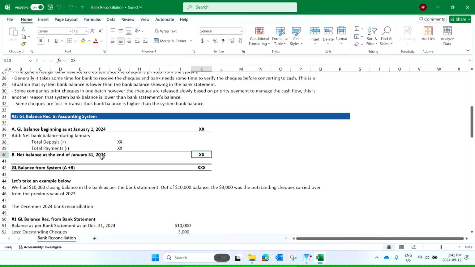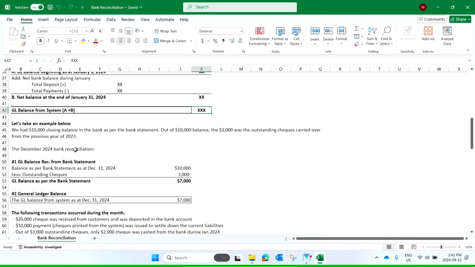So when you add A and B both, that's your GL balance from the system, meaning from your ERP system. Let's say at first you had $10,000, then you collected $20,000 and paid $10,000 in January. Then you have $10,000 of additional cash added in the books from the January transactions. Your $10,000 beginning plus the $10,000 you added, so $20,000 will be the balance you would see in the GL.